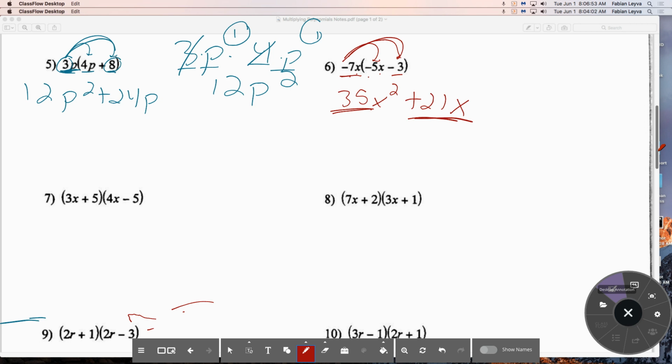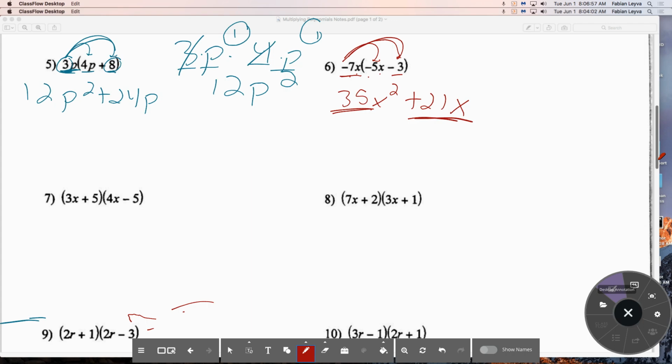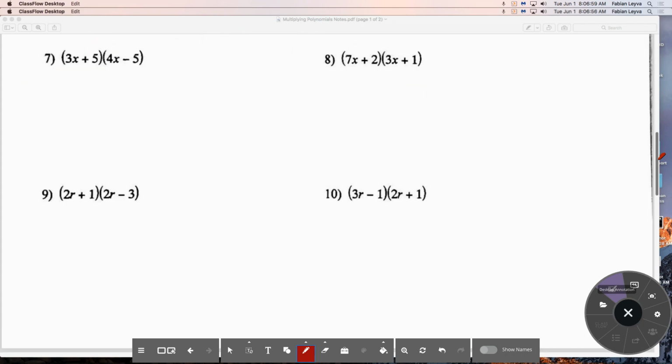But let's step it up a little bit. And let's do a problem like number 7. Because notice now, wait a minute, this isn't exactly like before because I used to have some type of parentheses with just a coefficient, but now I have more parentheses with two terms within those parentheses. What am I going to do?